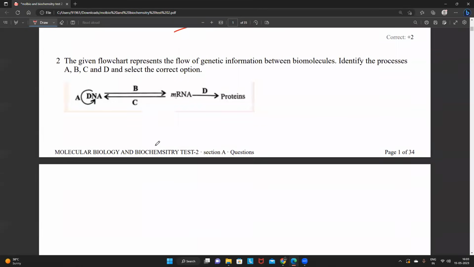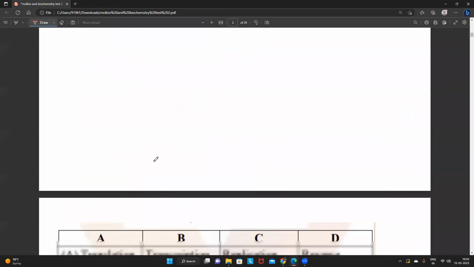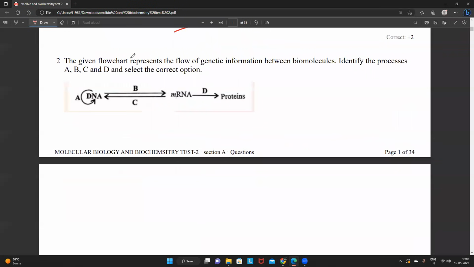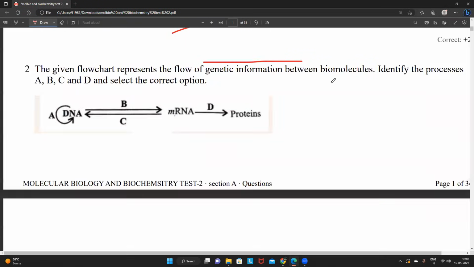Next, let me explain 15 questions. After that, I'll solve your doubts. Next question, friends. The question asks, the given flow chart represents the flow of genetic information between biomolecules. Identify A, B, C, D and select the correct option. You know very well, A means what, friends? The DNA undergoing the process of replication. It's very simple. B is what? DNA giving rise to the mRNA, which we call transcription.